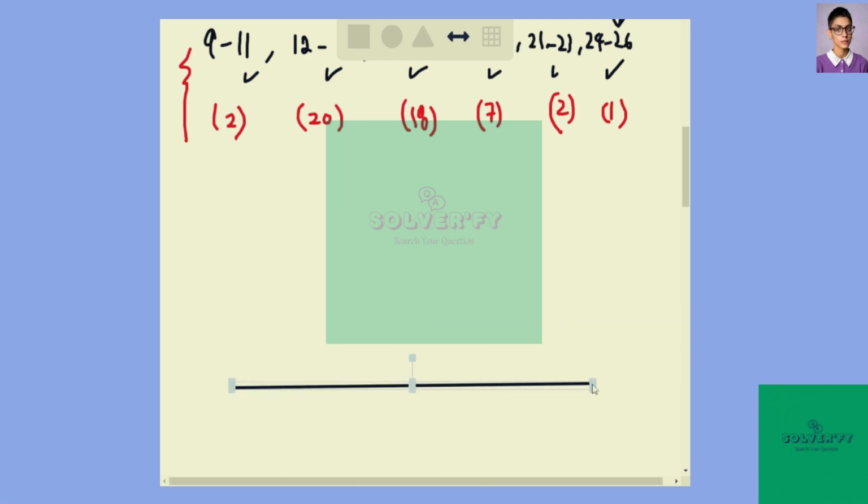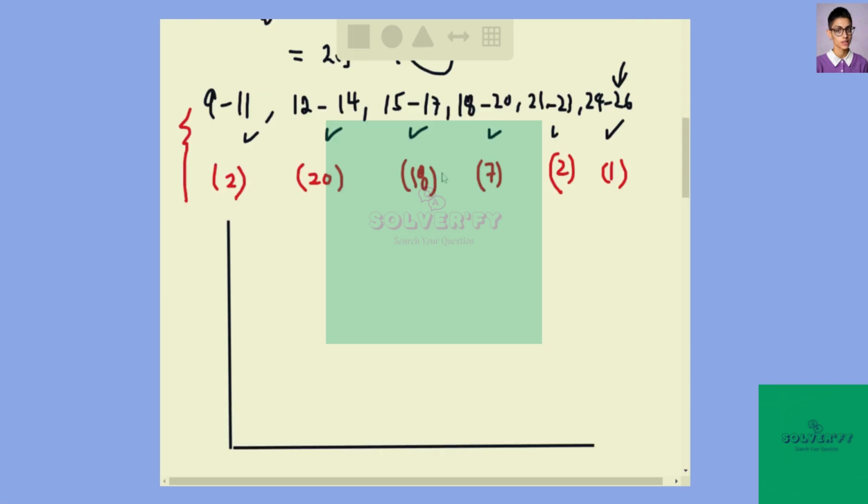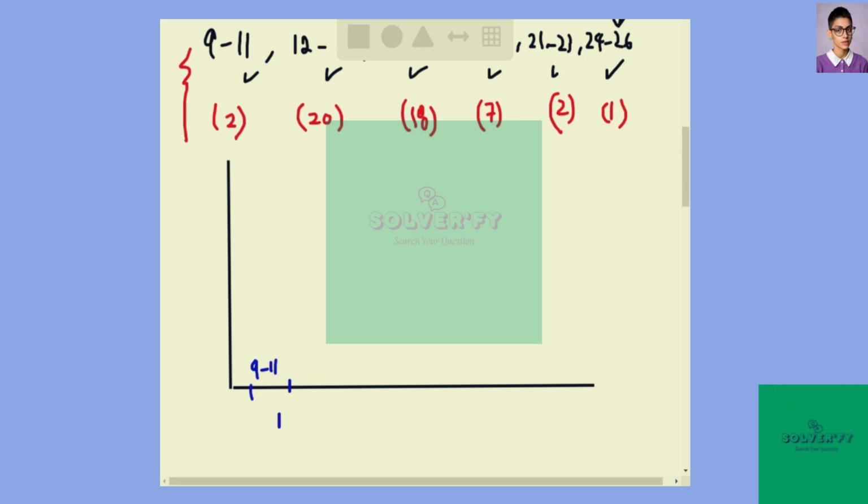So here, and another line on the vertical axis over here. Okay, and then let's label, shall we? 9 to 11. This one is 12 to 14. And this one is 15 to 17. And this one is going to be 18 to 20. That one will be 21 to 23. This one will be 24 to 26, okay? So we have 6 intervals over here.